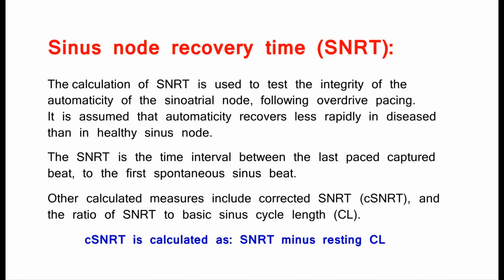Sinus node recovery time, SNRT. The calculation of SNRT is used to test the integrity of the automaticity of the sinoatrial node, following overdrive pacing. It is assumed that automaticity recovers less rapidly in diseased than in healthy sinus node. The SNRT is the time interval between the last paced captured beat, to the first spontaneous sinus beat. Other calculated measures include corrected SNRT, CSNRT, and the ratio of SNRT to basic sinus cycle length, CL. CSNRT is calculated as SNRT minus resting CL.